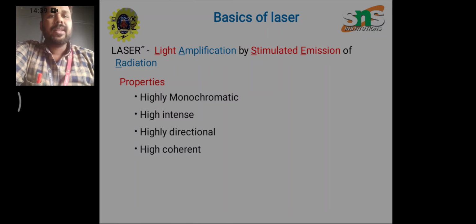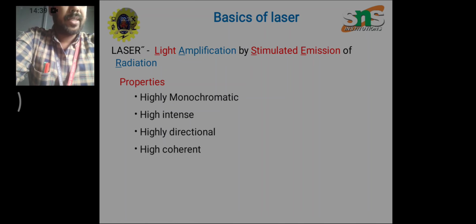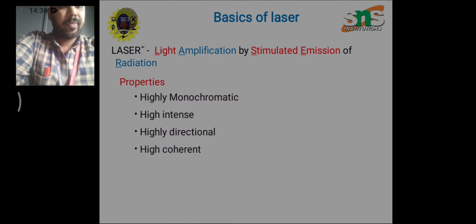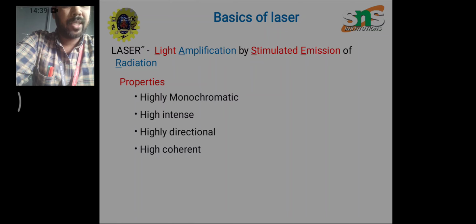Monochromatic means that it contains one single color or wavelength. Even though some lasers can generate more than one wavelength, it is extremely pure and consists of a very narrow spectral range.